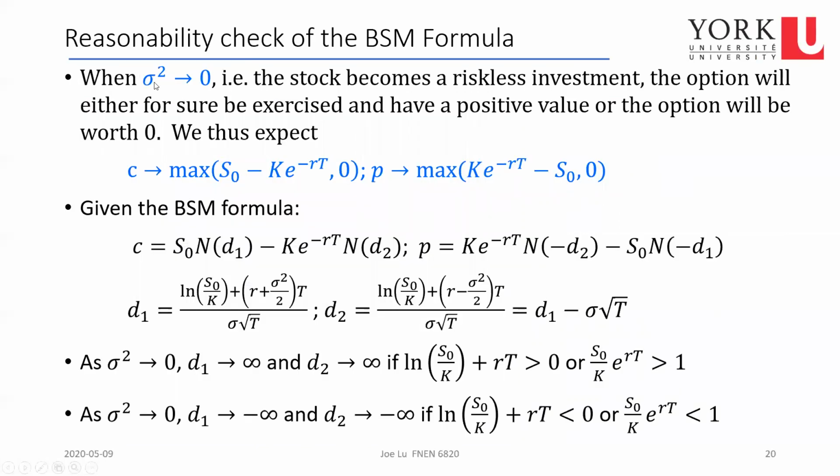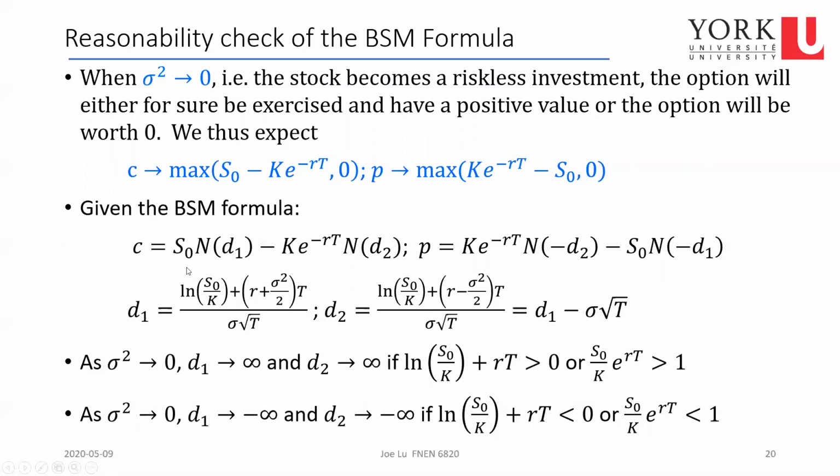Now, look at the last example here. If the volatility were to approach 0, so basically your stock is stuck somewhere not moving, you would expect that it's either going to have some positive value or it's going to be 0. So if S is greater than this part, then you'll have a value for the call. If S is smaller, you have 0. But if S is smaller than this part, you have a value for the put. Otherwise, you have 0 for the put.